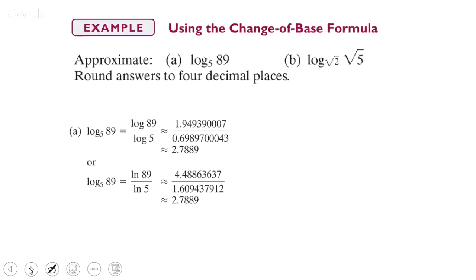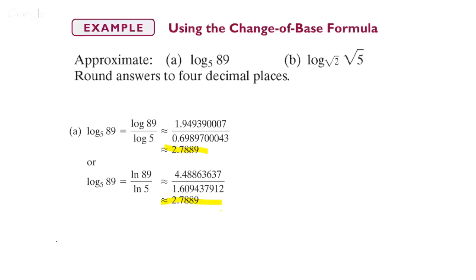If I put that in the calculator, log 89 over log 5, I get that answer. I can also do it with natural log of 89 over natural log of 5. I get the exact same answer. The change base theorem, it doesn't matter what you're changing to, okay? So both the log base 10 and natural log will give you the same answer because I'm changing the base, but it still gives the answer for log base 5 of 89.